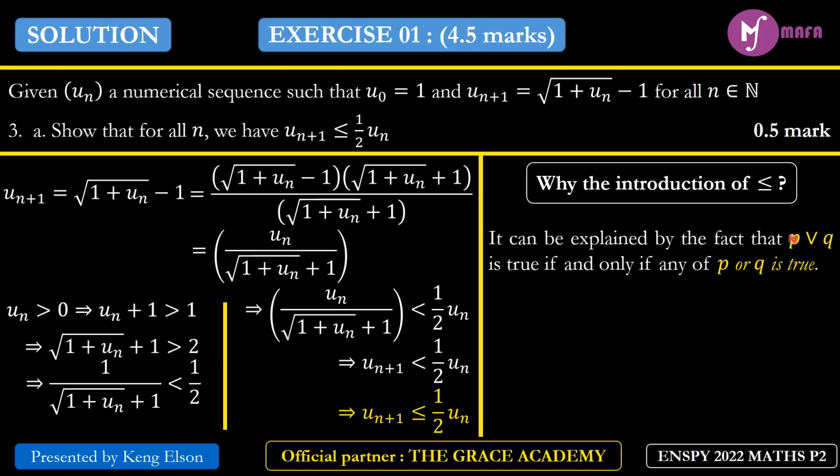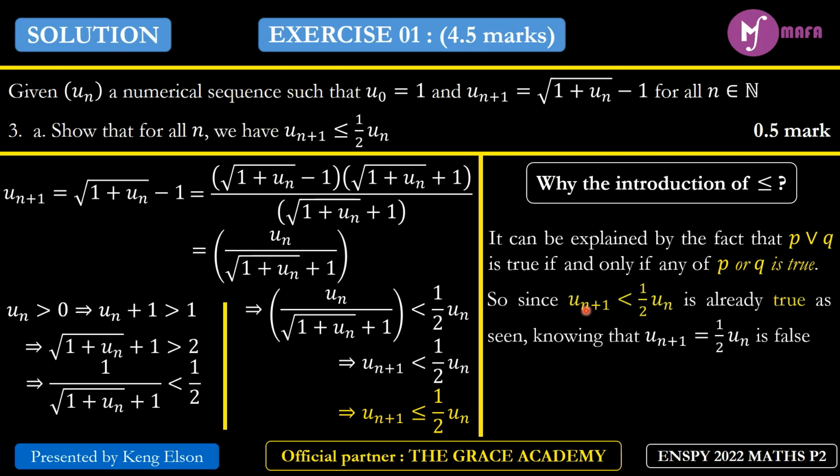So if P is true and Q is false, we don't have any problem. P or Q will be true. If Q is true and P is false, the statement P or Q will also be true because it is the disjunction, sorry, not the conjunction.